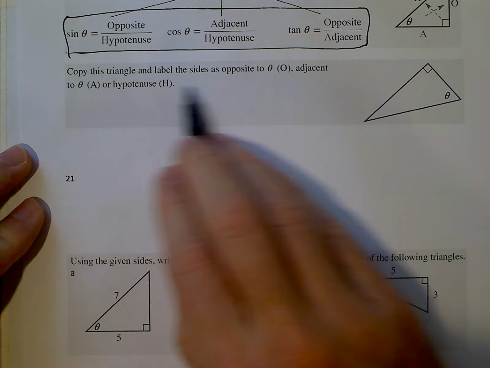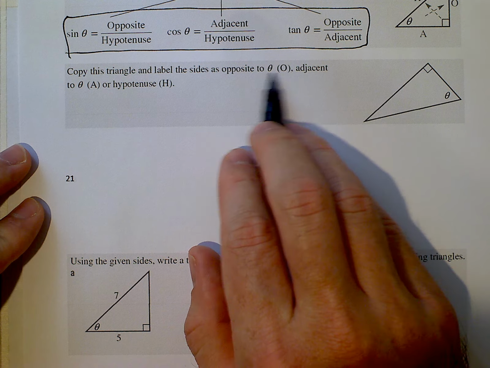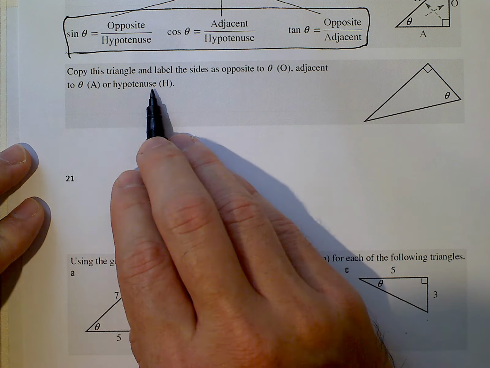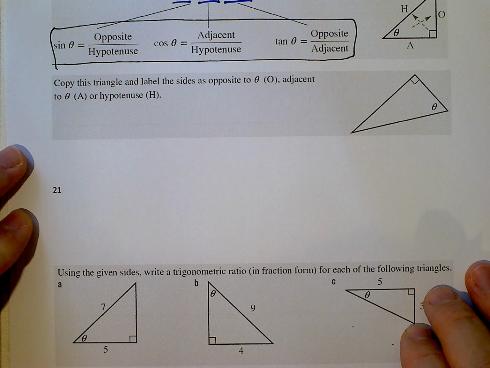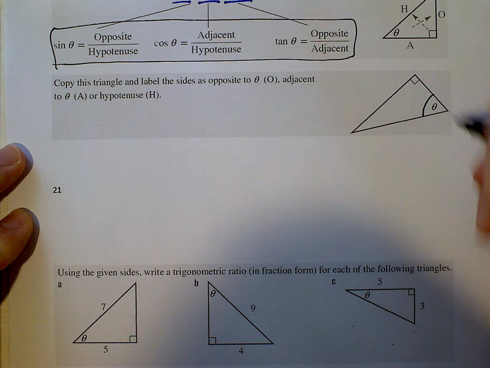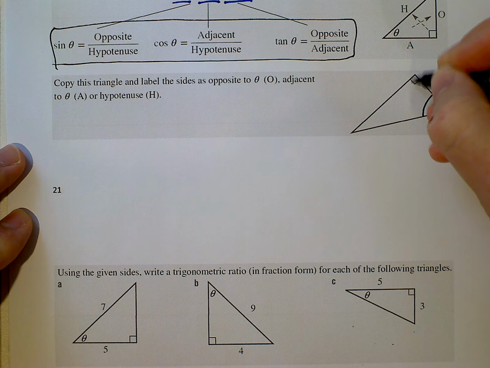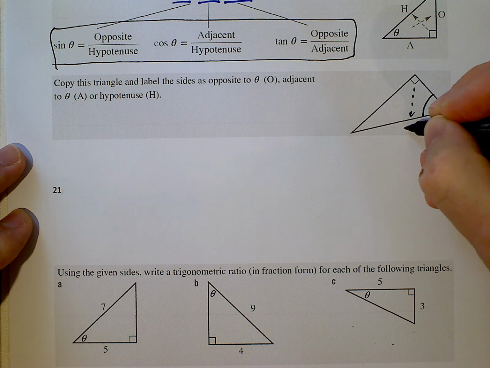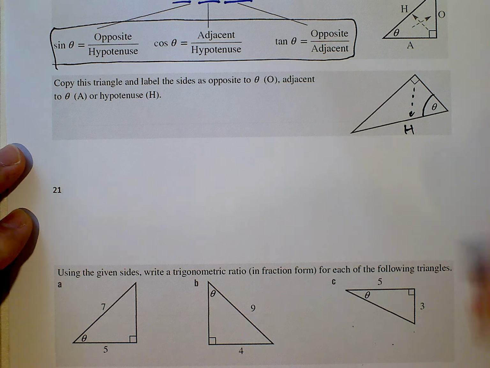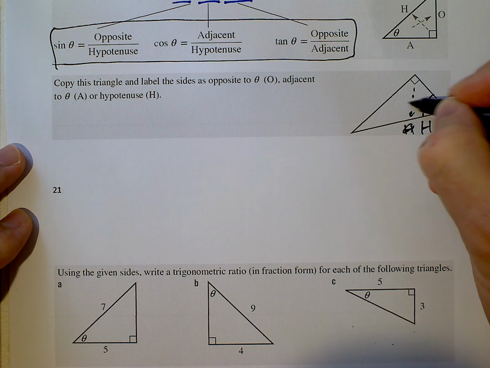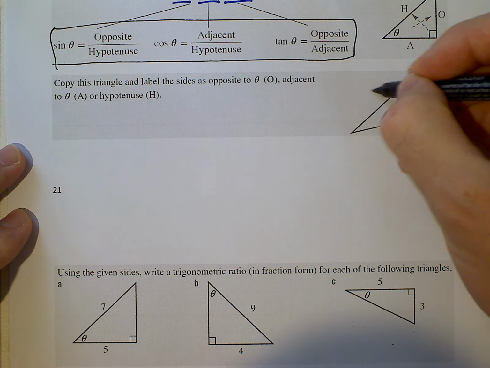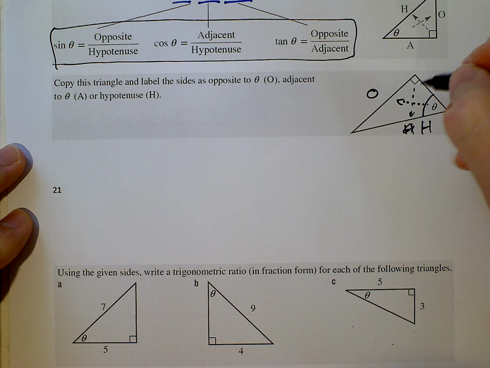So, copy this triangle and label the sides as opposite to theta, adjacent, and hypotenuse. Okay, so here's our triangle. Now we know that opposite the right angle is going to be our hypotenuse. So that's our h. It's an ugly h. Let's redraw that again. The side opposite our theta is going to be called our opposite, so O. And the side next to our angle that isn't the hypotenuse is our adjacent. Easy. Okay.